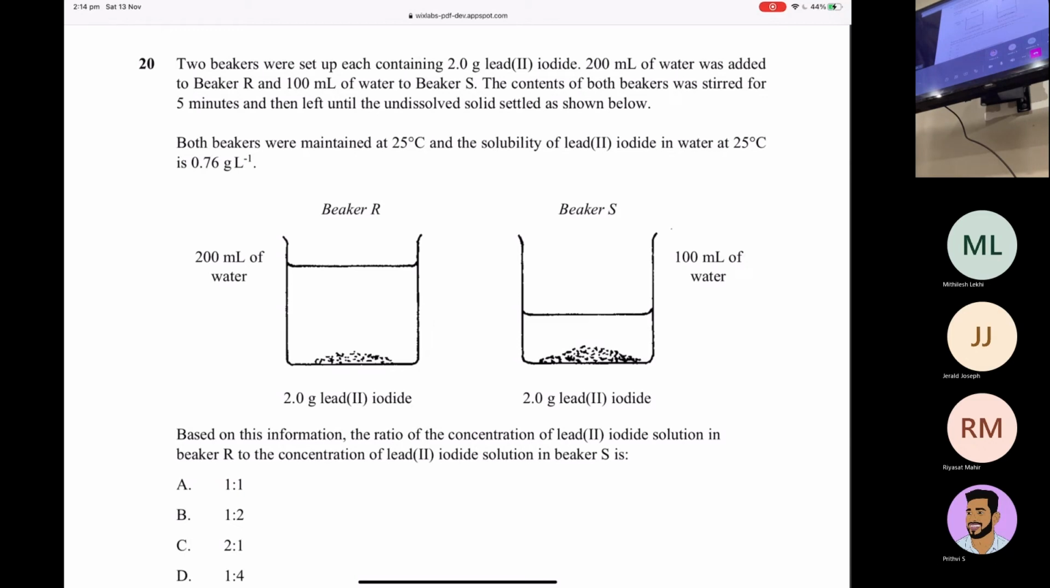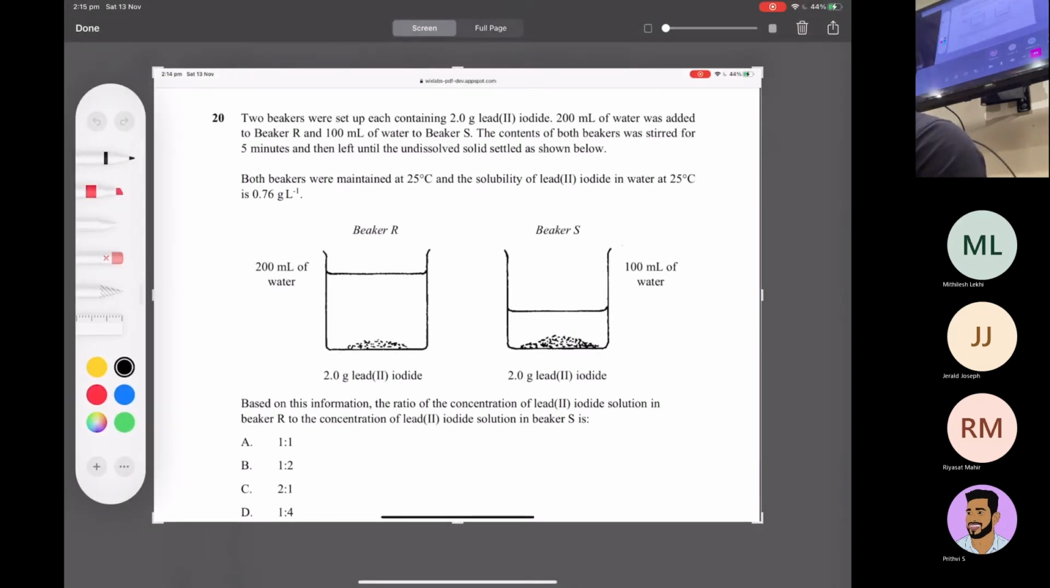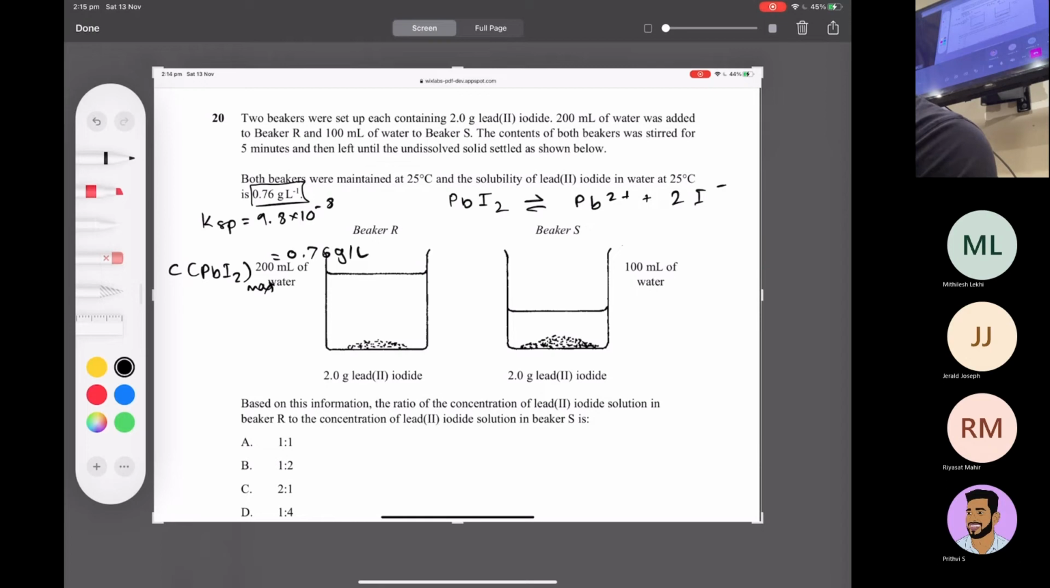Okay, I guess we'll very quickly do this because we don't have too much time. I don't want to spend way too much time on a single question. But I guess the only thing you have to do here is quickly error check, right? And what I mean by that is very quickly write your equation, which is PbI2 will form Pb2+ and 2I-. Okay, and what's the Ksp that we know for this equation? Good. We don't really need that given that we've kind of been given the solubility. So we'll say concentration of PbI2 max is equal to 0.76 grams per liter.